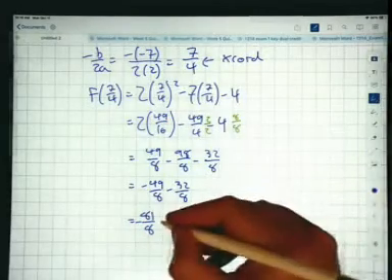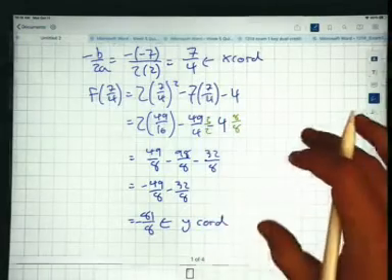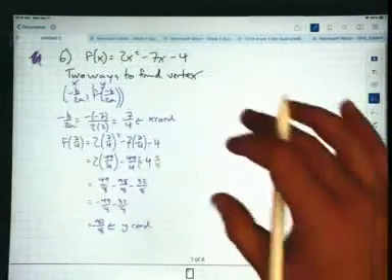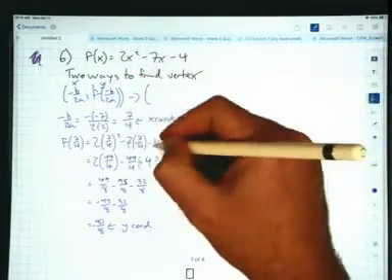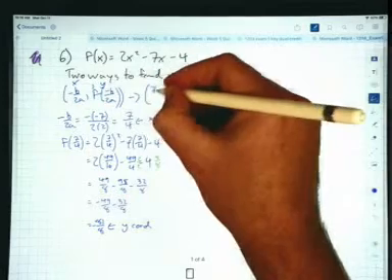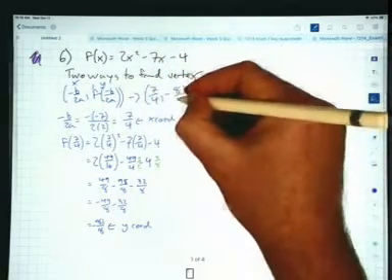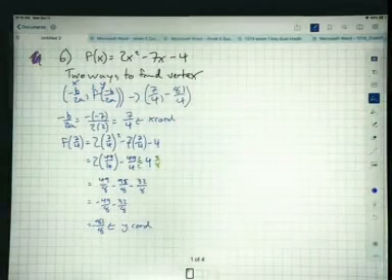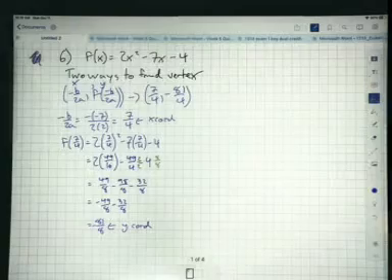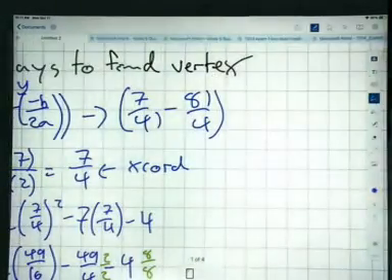And that's the y-coordinate of our vertex. So this means that our vertex is, the x-coordinate is 7/4, and the y-coordinate is a negative 81 over 4. Now, when I say find the vertex, this is the format that I want it in.